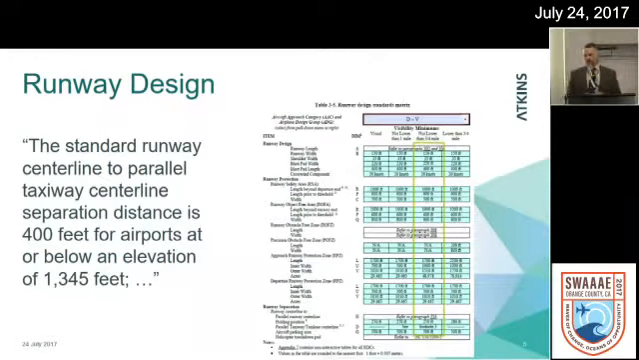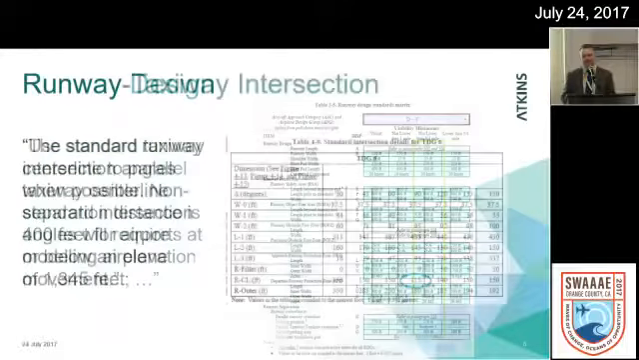When we go to the runway design matrix that's in the back of 5313A, we notice that the table for visibility minimums of not less than 3/4 of a mile requires a runway to taxiway separation of 400 feet. I will say that this airport is at an elevation of less than 1,345 feet. So we should have 400-foot runway to taxiway separation. In this case, we have 350 feet.